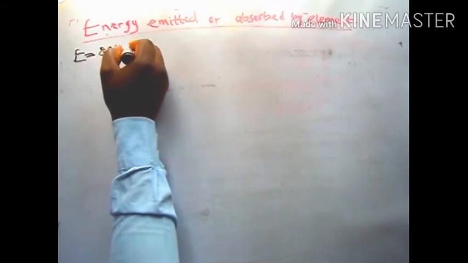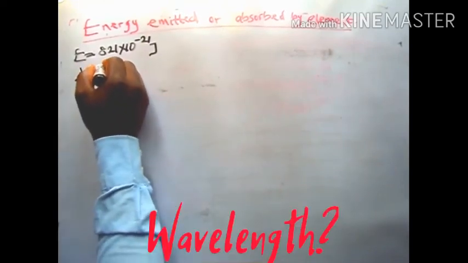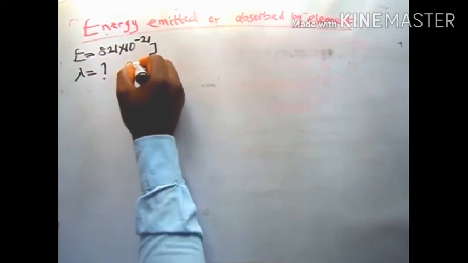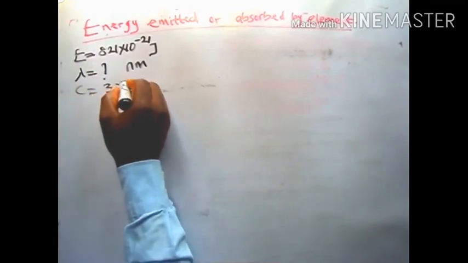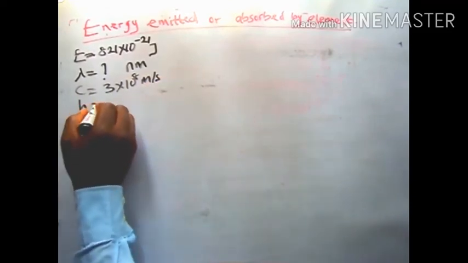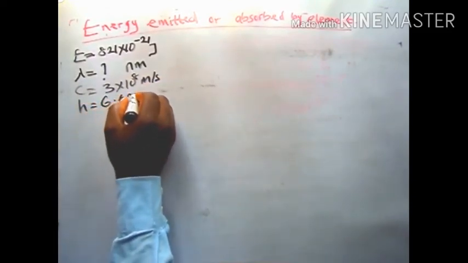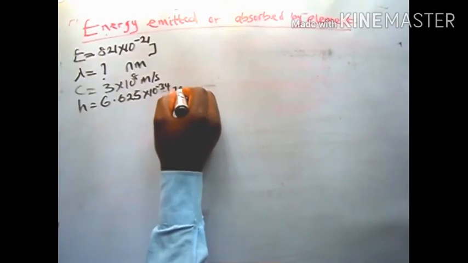So from that question, we were given our energy. Let's write out our parameters. We're given our energy as 821 times 10 raised to the power minus 21 joule. We are asked to calculate our lambda, that's the wavelength, in nanometer. We know our C to be 3 times 10 raised to power 8 meter per second, and our H still remains the same, 6.625 times 10 raised to power minus 34 joule seconds.